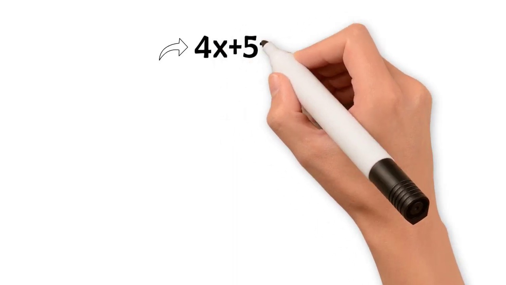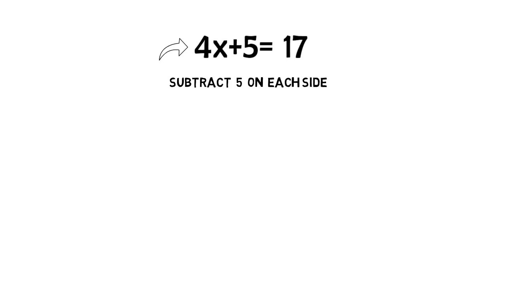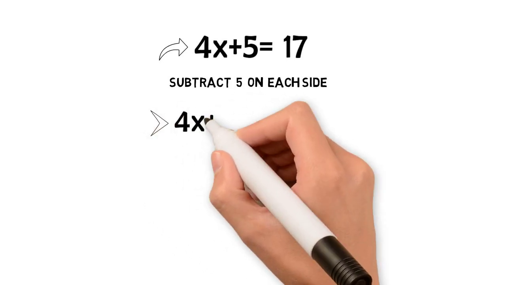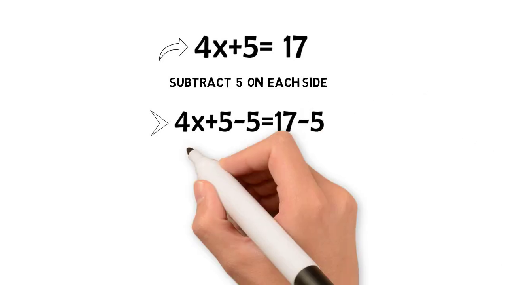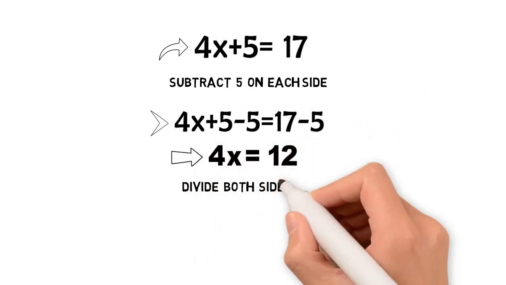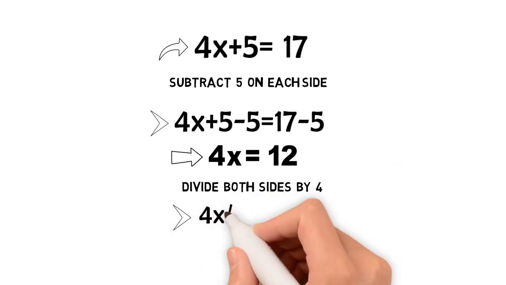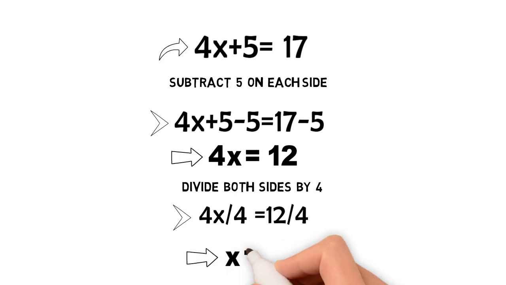Another example. Solve 4x plus 5 equals 17. We subtract 5 on each side of the equation to get 4x plus 5 minus 5 equals 17 minus 5. So that's 4x equals 12. Now divide both sides by 4 to get 4x divided by 4 equals 12 divided by 4. So that gives x equals 3.